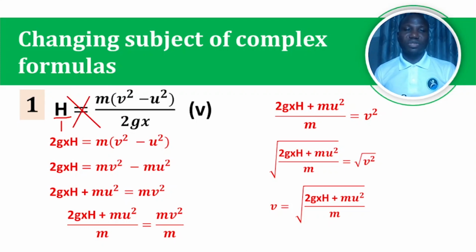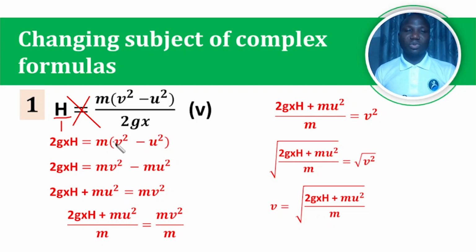So we cross multiply. Now, if we cross multiply, 2gx will go to the left to multiply h. That will give us 2gx times h, that's 2gxh. 1 will go to the right to multiply this numerator. So 1 times m into bracket v squared minus u squared bracket close is still the same thing as m bracket v squared minus u squared.